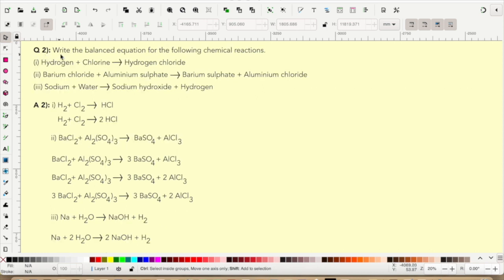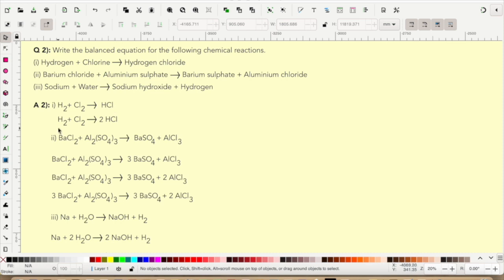Second question, write the balanced equation for the following chemical reactions. First part, hydrogen plus chlorine react and make hydrogen chloride. First, we will replace substances by their chemical symbols. Hydrogen by H2, chlorine by Cl2 and hydrogen chloride by HCl. Now we will balance. All the three substances have two atoms. H2 has two atoms of hydrogen, Cl2 has two atoms of chlorine and HCl has one atom of hydrogen and one atom of chlorine. So we can start from either hydrogen or chlorine.